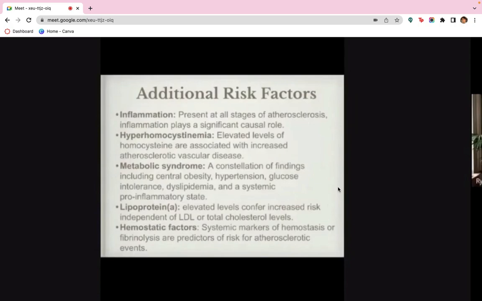Next, the additional risk factors. We have your inflammation present at all stages of atherosclerosis. We have your hyperhomocysteinemia, elevated levels of homocysteine. We have your metabolic syndrome. And of course, you have your lipoprotein(a), which is the elevated level that confers increased risk, like your LDL. And of course, we have your hemostatic factors.